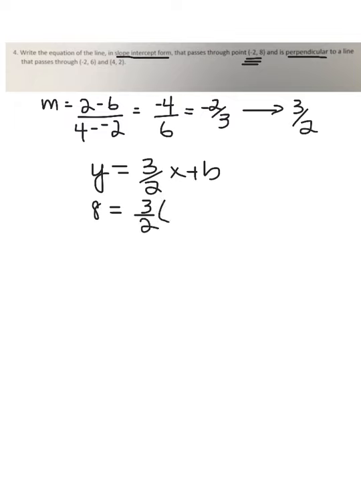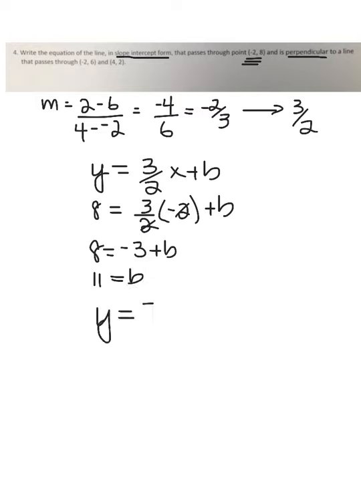And I'm going to put in negative 2 for x, which is going to cancel those guys out, but not the negative. So 8 equals negative 3 plus b. If you add that 3 over, you're going to get 11. So your final answer is y equals 3/2 x plus 11.